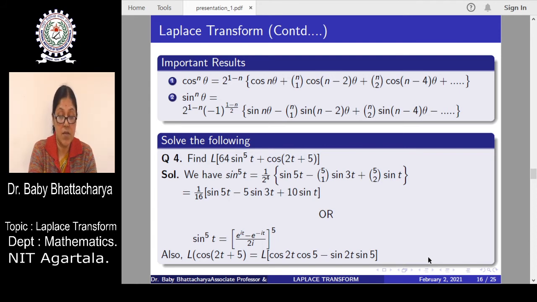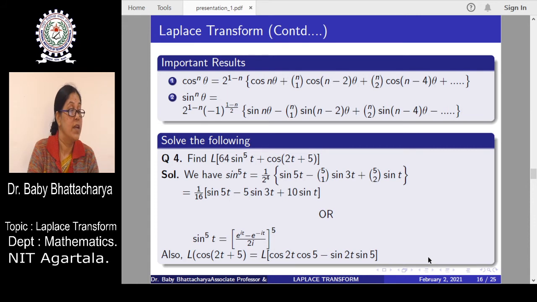To illustrate these formulae, we have one example, question number 4, where the requirement is to find the Laplace transformation of the function 64 times sin to the power 5t plus cos of 2t plus 5. Now, here it is of the sin to the power n theta form, that is sin to the power 5t. So we can express sin to the power 5t by using the above formula as 1 by 2 to the power 4 of sin 5t minus 5C1 sin 3t plus 5C2 sin t. So that is coming in the form of 1 by 16 of sin 5t minus 5 times sin 3t plus 10 times sin t.